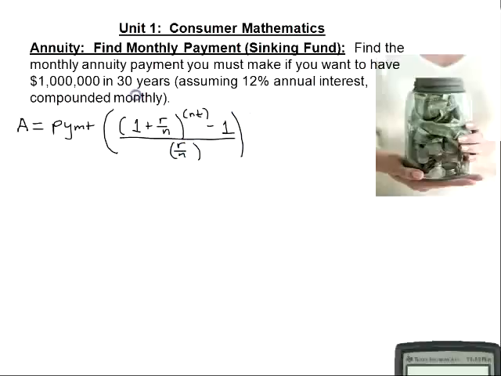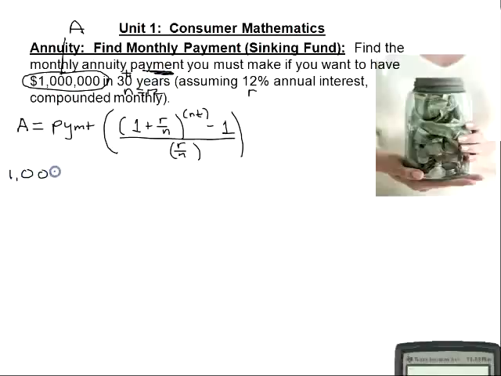Okay, we want to have $1 million in 30 years. That's the amount at the end of the investment. That's the future value. That's A. T, the time, is 30 years. Here's our annual rate, and we're compounding monthly, so N is 12. And we're trying to find the payment. That's the thing we don't know.